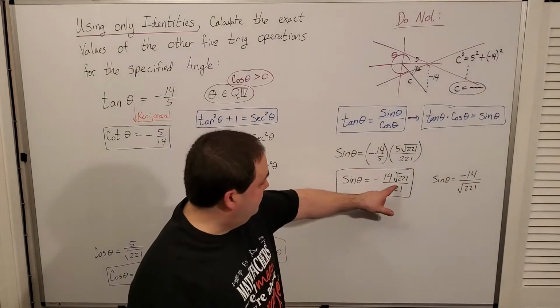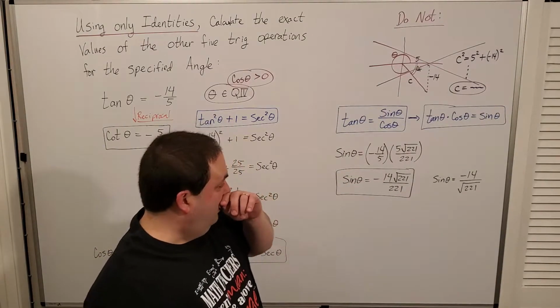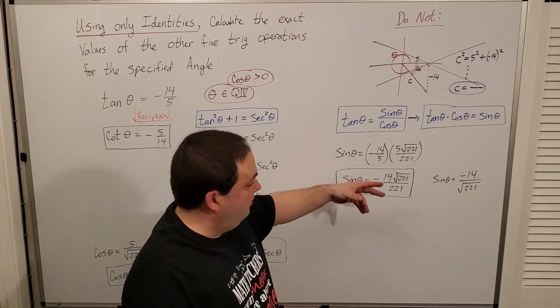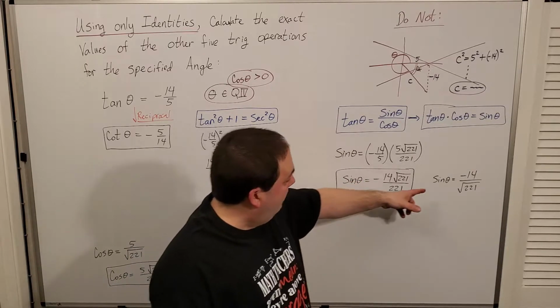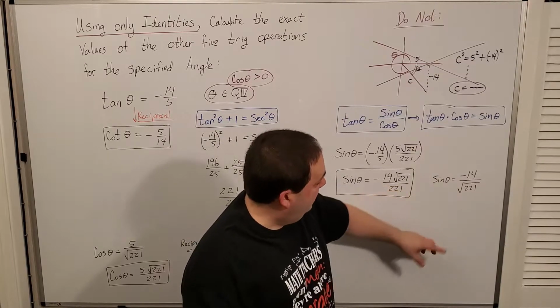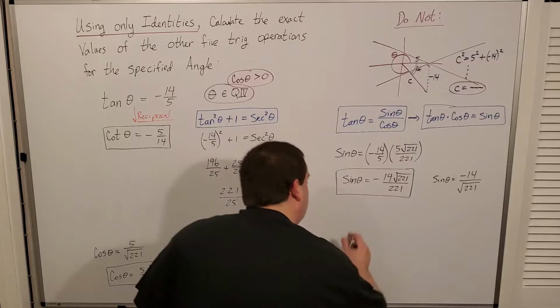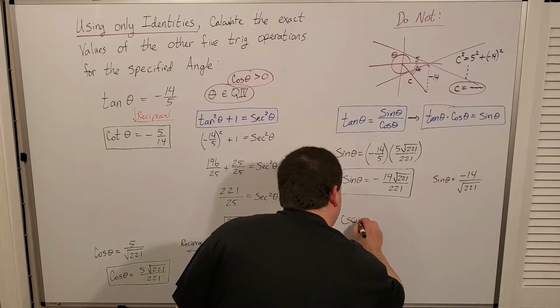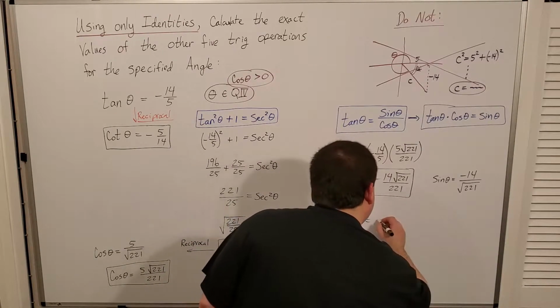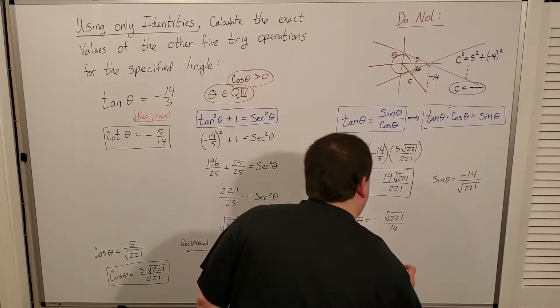Right? This is what we call the rationalized version. But for interests of the reciprocal, I'm going to go ahead and write it in the non-desirable format real quick. And to do cosecant, I'm just going to reciprocate it. Cosecant of theta is going to be negative square root of 221 over 14.